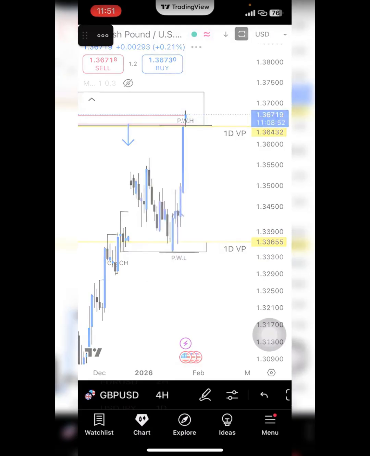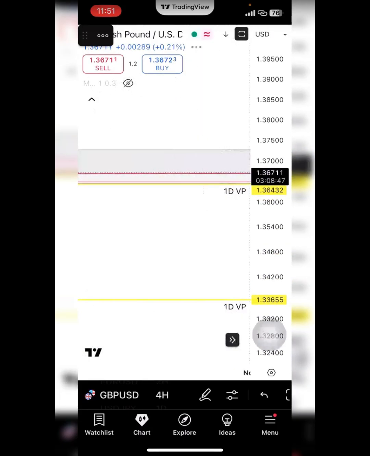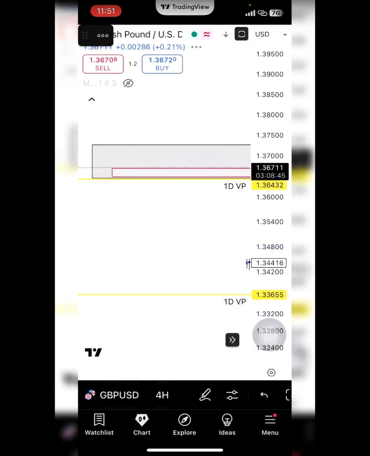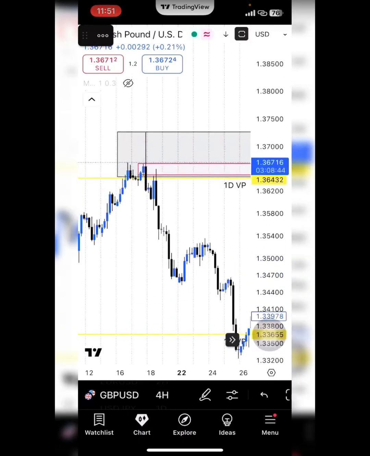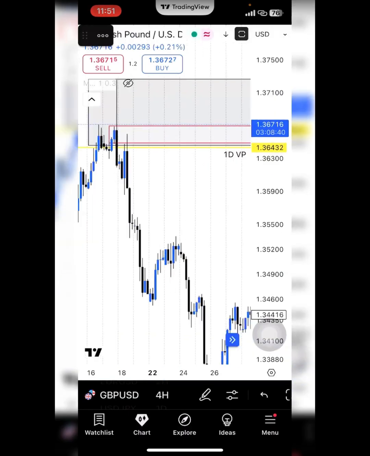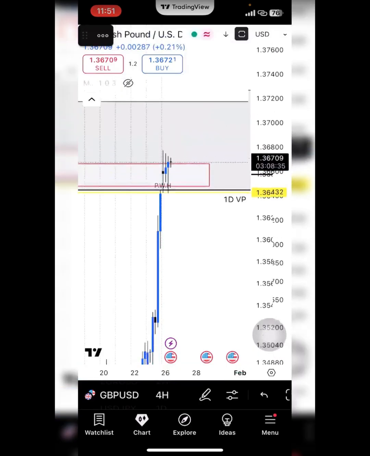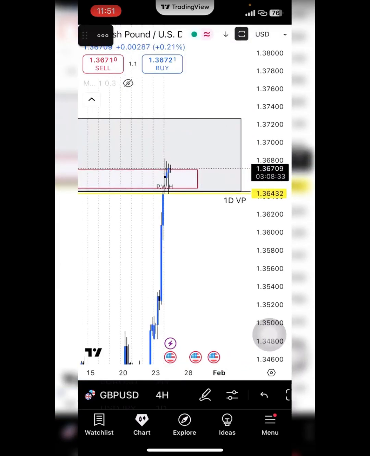On the 4 hours time frame, we mark out the 4 hours supply as well. If I go to the past, you see we marked out the 4 hours supply over here. So we come to the current price. You see that the market is reacting within that 4 hours supply, and this is Great Britain pound USD.